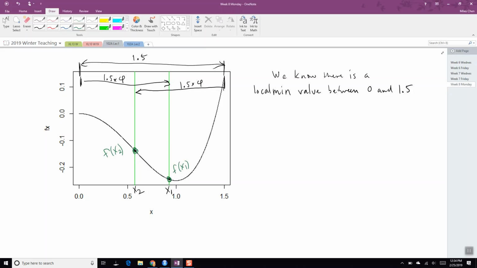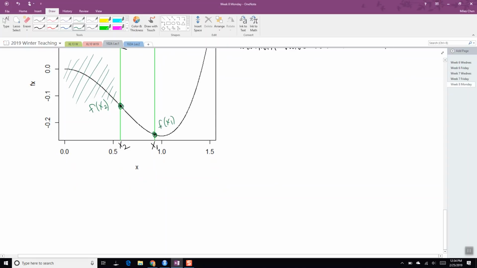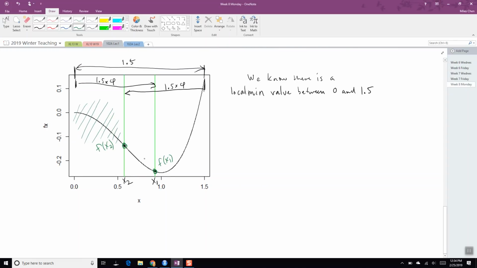What I can say is that I can safely be sure that the minimum is not going to be over to the left of x2. Why? Because if it were, then f of x1 would not be lower than f of x2. The fact that f of x1 is lower means that the minimum value has to be between x2 and 1.5. I can safely eliminate this region, and we know that the local min is not going to be over there.